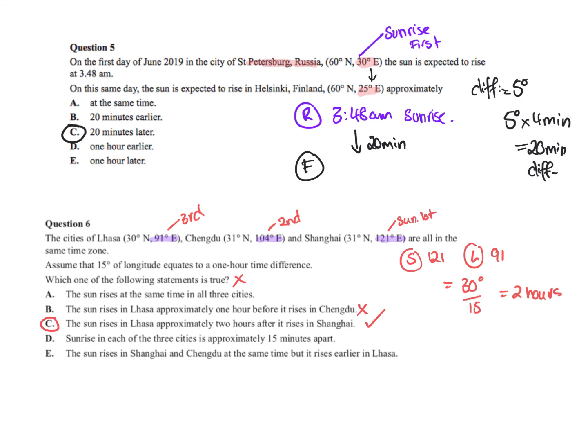And when I'm checking, I'm going to move on in my exam. I'm not going to waste time, but I'm going to come back and check these ones to make sure they're wrong. So let's have a look. Sunrise in each of the 3 cities is approximately 15 minutes apart. Well, we already worked out that's not true because there were 2 hours between them. So they're not 15 minutes apart. So that one's still wrong. And the sun rises in Shanghai and Chengdu at the same time, but earlier in Lhasa. We know that they're not rising at the same time. They've all got different longitudes. They'd have different sunrises. So that one's out. So we know we're correct.